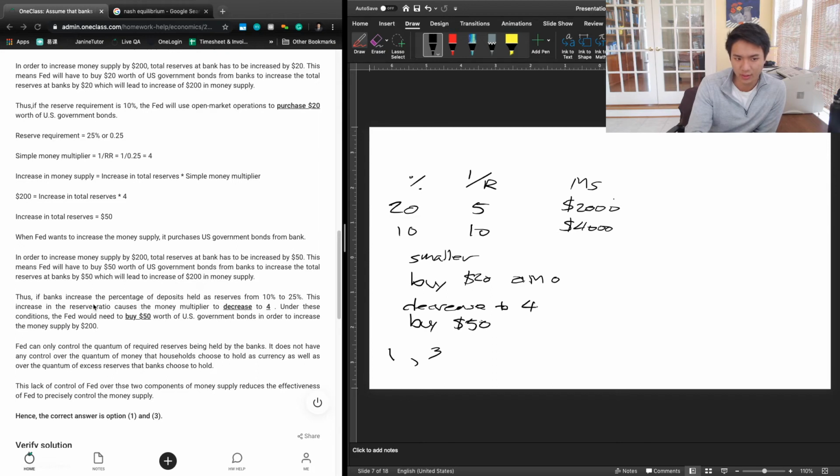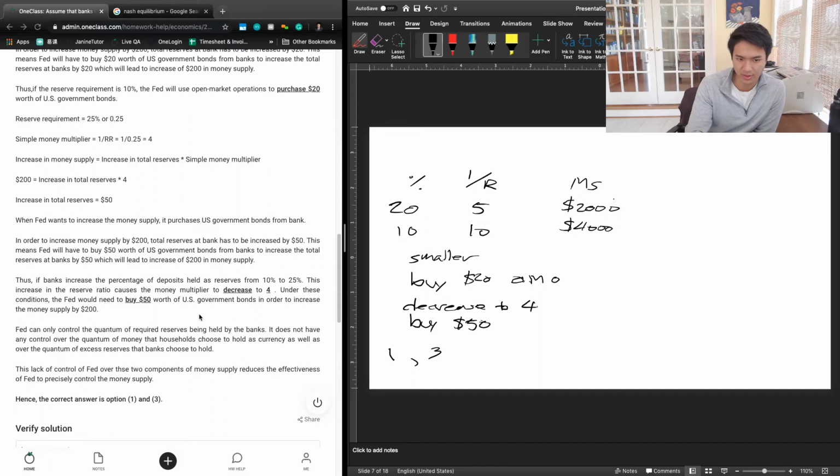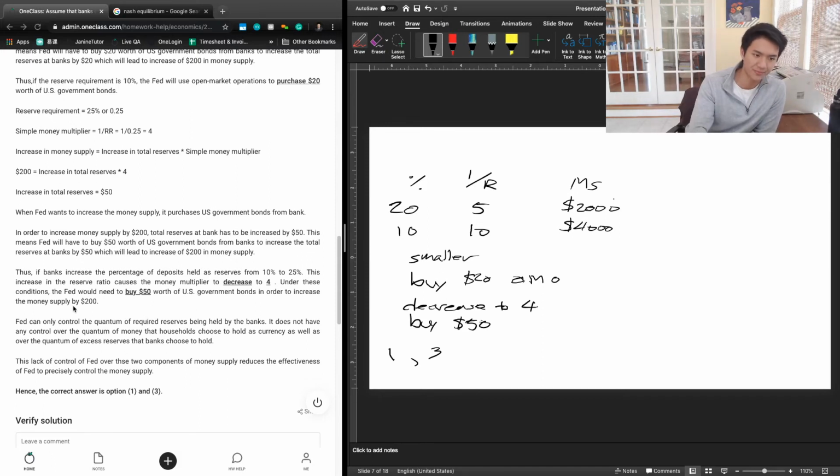Thus, the increase in reserve ratio caused the money multiplier to decrease to 4, so that's what we said. Under these conditions, the Fed would need to buy $50, that's what we said as well, worth of U.S. government bonds in order to increase the money supply by $200.